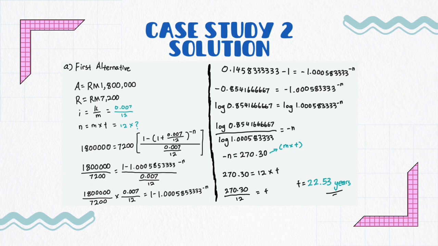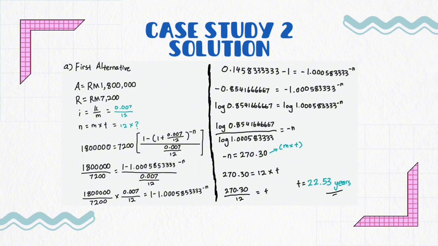For this question, it is a special case because we need to find the power of n, which is the interest period. The first step is that you need to solve all the numbers in the bracket and move R to the other side, and it will be 1.8 million over 7,200 ringgit equals 1 minus 1.000583333 over 0.07 over 12, power of negative n.